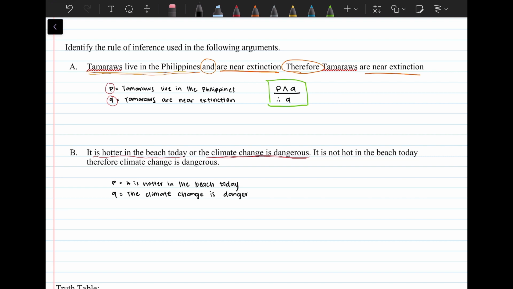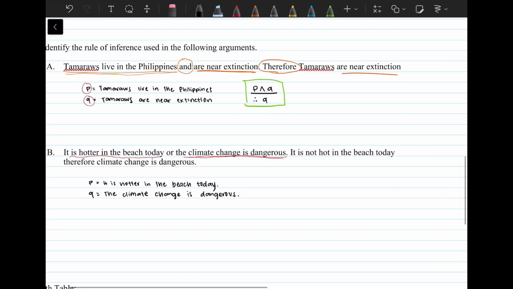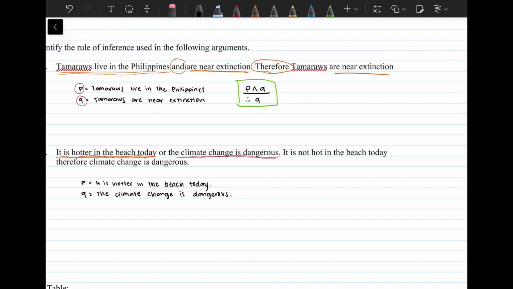Once done assigning which of our thoughts are P and Q, we can now fully analyze our whole argument. So for our first sentence, it is hotter in the beach today, or the climate change is dangerous. So within this thought, the connective that has been used is or, the disjunction connective. So it is hotter in the beach today, our letter P. Using the disjunction connective, we are connecting this to our letter Q, which is the climate change is dangerous.